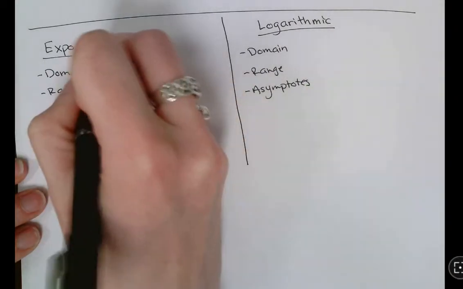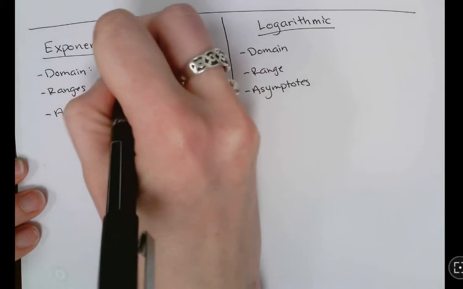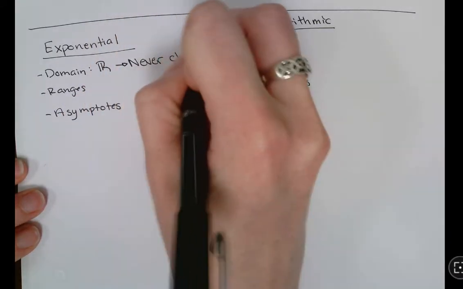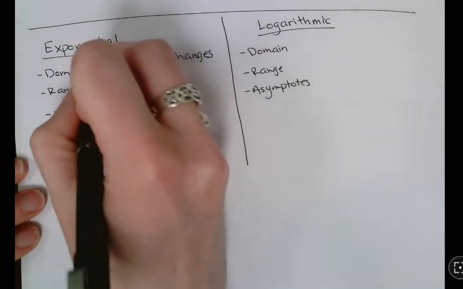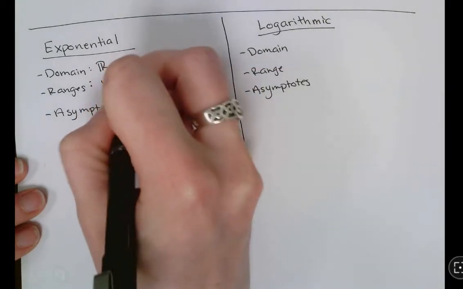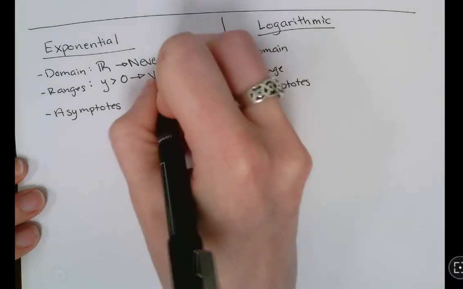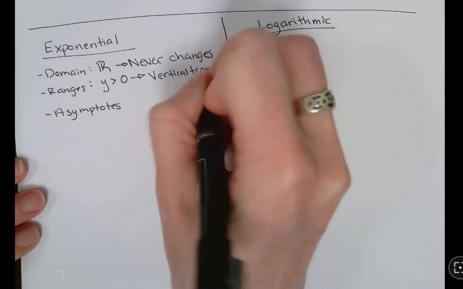Now, a domain for an exponential will always be all real numbers. This never changes. No matter if this is transformed, this never changes. The range, on the other hand, starts out as y is greater than 0. This only changes with a vertical translation.